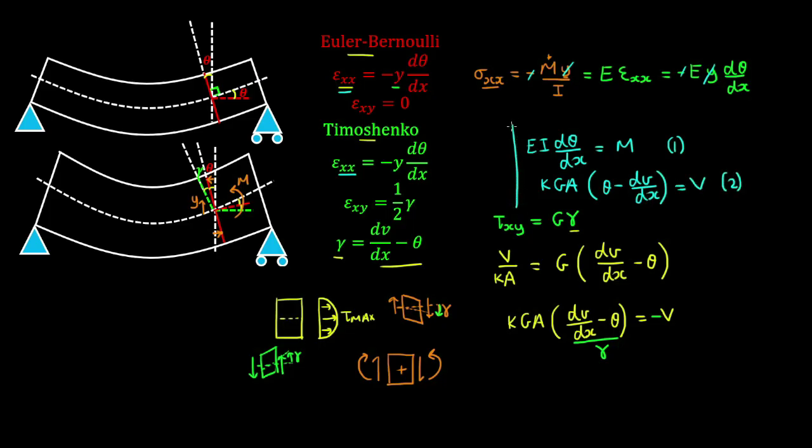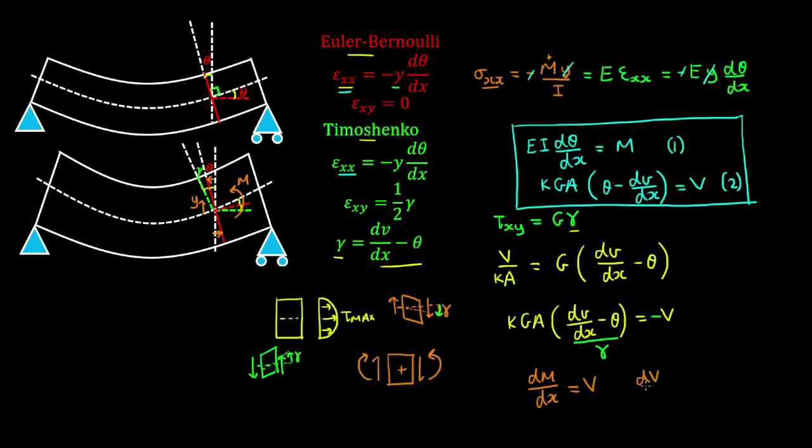And we can integrate these expressions to obtain the deflections and rotations of the Timoshenko beam. And recall the derivative of the bending moment is equal to the shear force, and the derivative of the shear force is equal to the negative of the uniformly distributed load.